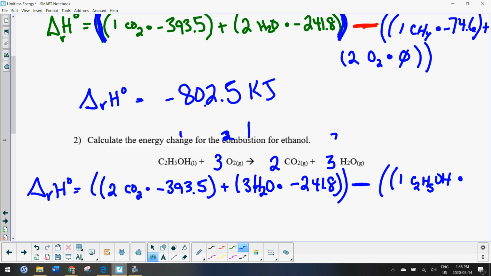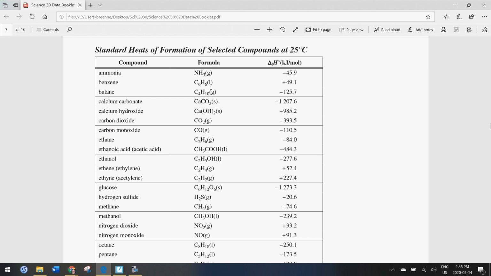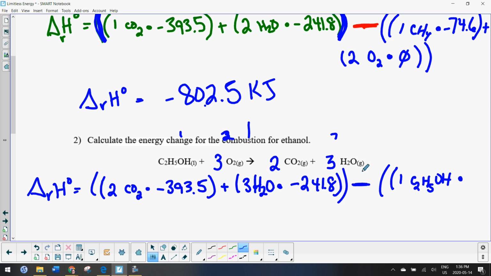So C2H5OH. I know that that's ethanol just because I've taught this so many times. But if you don't know, look for the formula here. C2H5OH, ethanol. You might know this from chemistry. So this is negative 277.6. I'm not going to fit that there, so I'm going to put it down here. Negative 277.6. Then I'm going to close my bracket, I'm going to close my bracket.